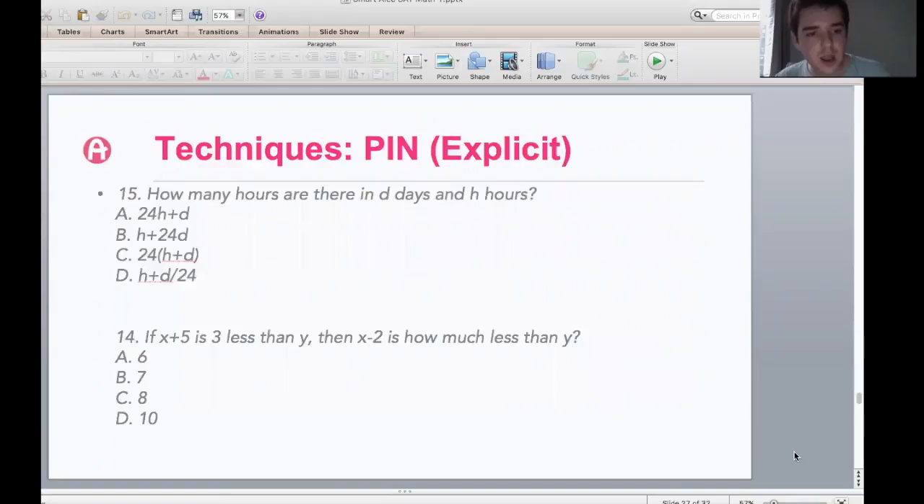Number 14, if x plus 5 is 3 less than y, then x minus 2 is how much less than y? Again, this isn't particularly difficult algebra, but if you have a student who's really not about it, you can plug in a random number. So if we say x equals 4, 4 plus 5 is 9. 9 is 3 less than y, so 9 plus 3 is 12. And, going through and doing the answer, then you get 12 minus 2 is 10.